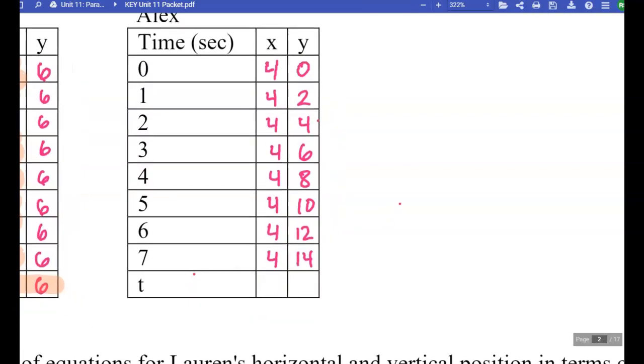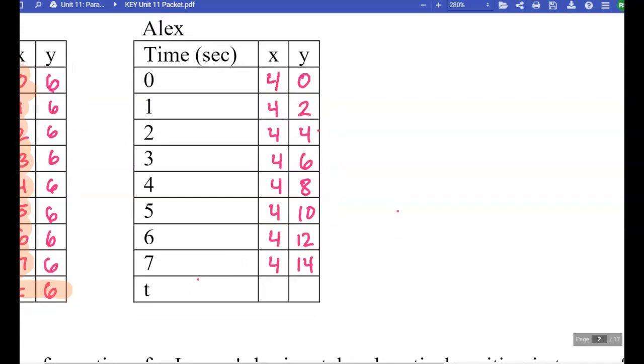So, our first parametric equation has x equaling what? 4. Good. What is our y parametric equation? Yes, Mia. Yeah, exactly. All we do, if you're looking at your times and you're looking at your y values, all you're doing is multiplying your time by 2 to get your y value. So our y parametric equation is y is equal to 2 times t.